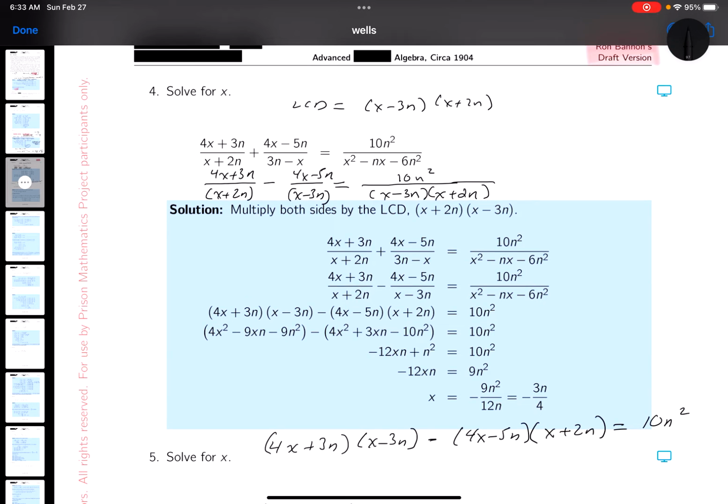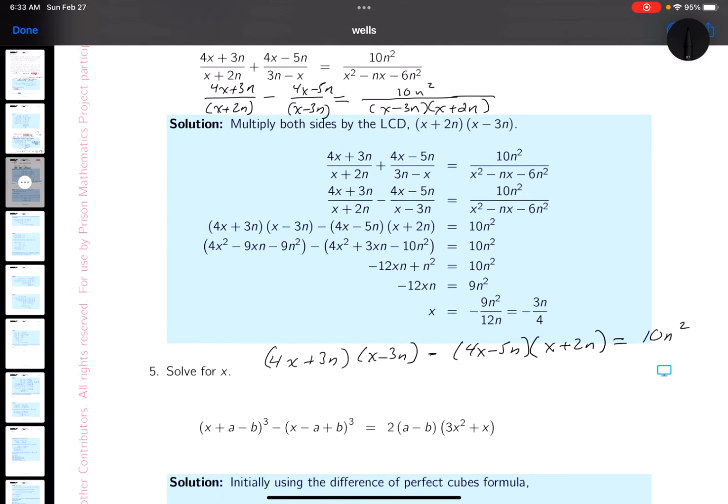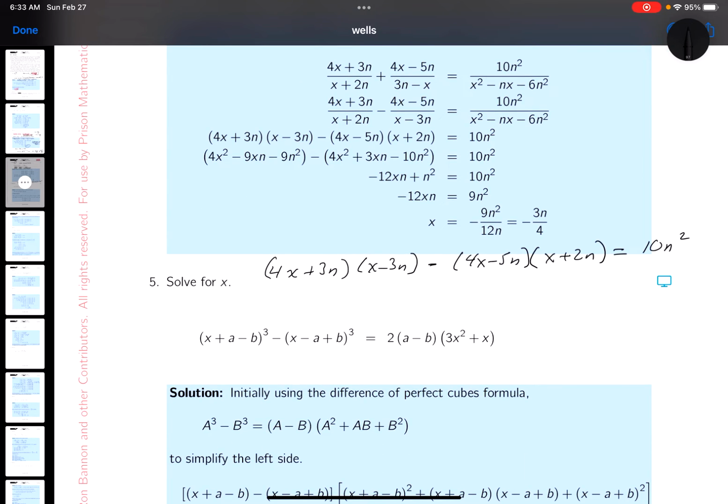Again, I want to focus in on we're solving for x. So let's take a look at it. I got some simplifications to do here. And I get 4x squared. And then what do you get? You're going to get minus 12nx plus 3nx minus 9n squared.